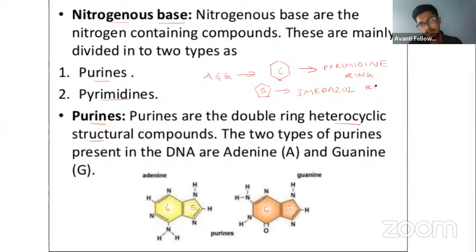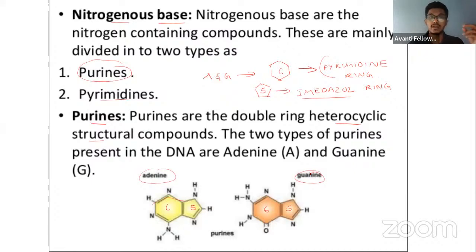Imidazole ring. See, when you talk about the purine, a purine is a combination of two rings. One is a pyrimidine ring, the other one is an imidazole ring. See here, this is a pyrimidine ring and this is an imidazole ring. So both will combine to form one compound. So that is your purines. So what are the two types of purines you have? You have adenine and guanine as your purines.